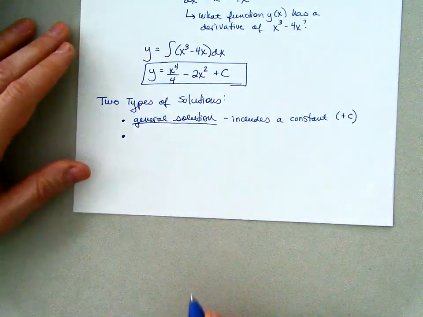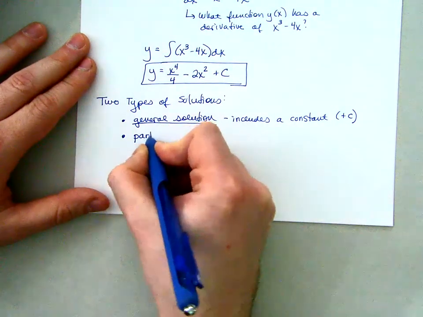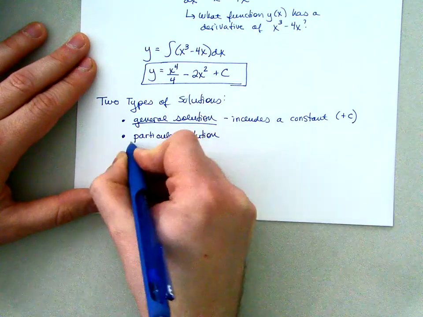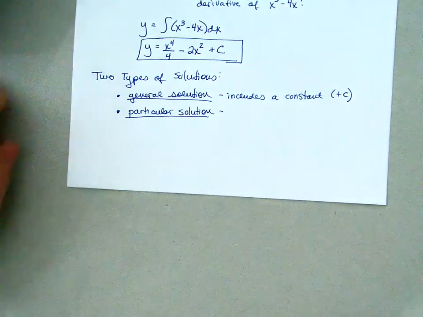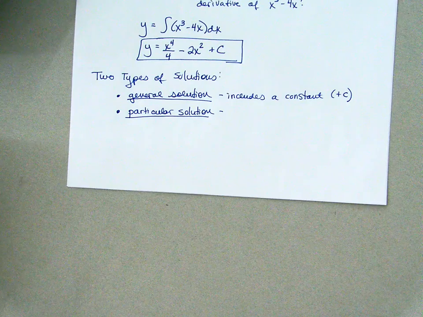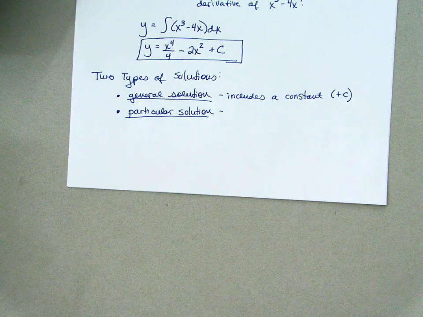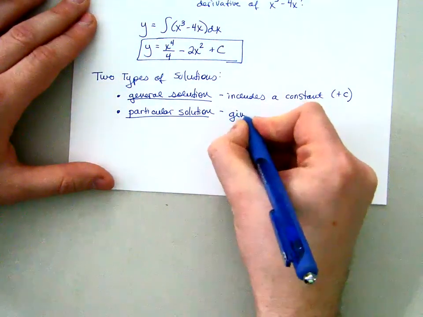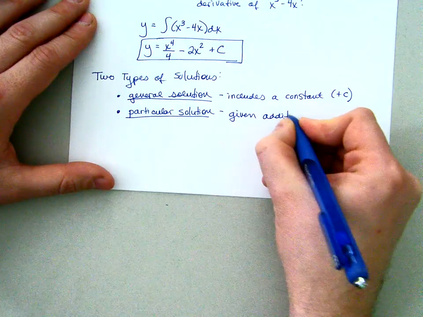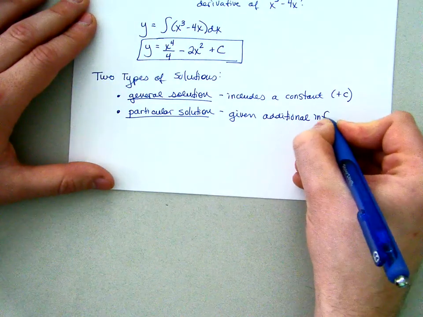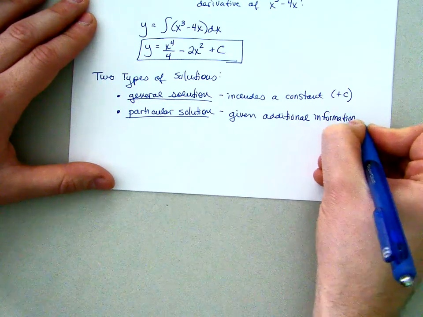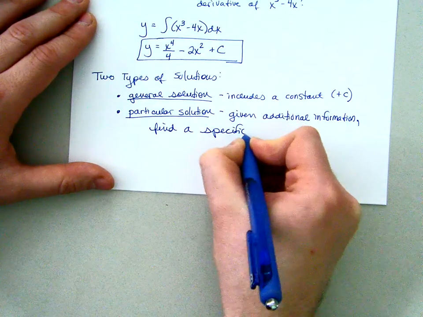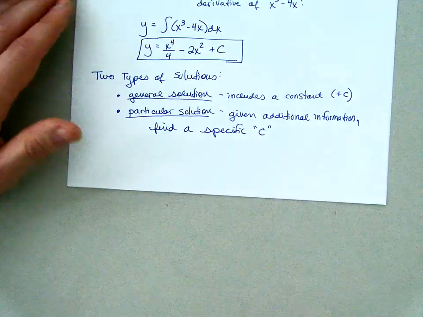What we're going to spend the rest of today on is dealing with finding what we call particular solutions to differential equations. In a particular solution, given additional information, we will find a specific value of c. It's not going to be plus c anymore. It's going to be plus 5 or minus 2 or some number at the end. So again, given additional information, we are going to find a specific value of c.